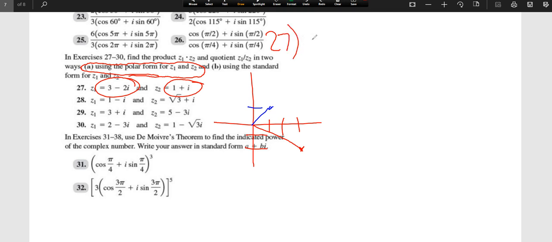Now, in order to do the rest of it, what do we need? We need the radius, thank you very much. So we need the radius of that one right there. If we've got a side length of 3 and a side length of 2, that's going to be radical 9 plus 4. Does that make sense? So it's going to be the square root of 13, right?